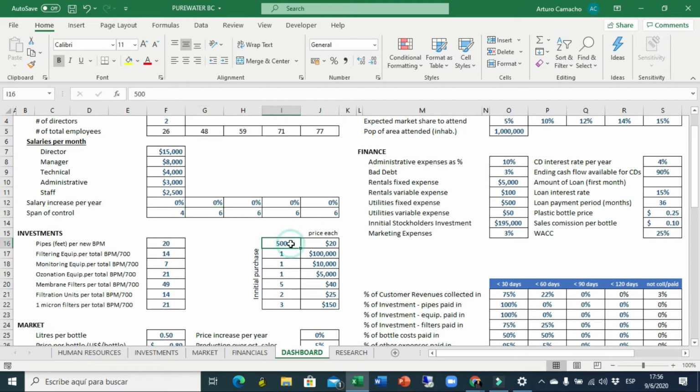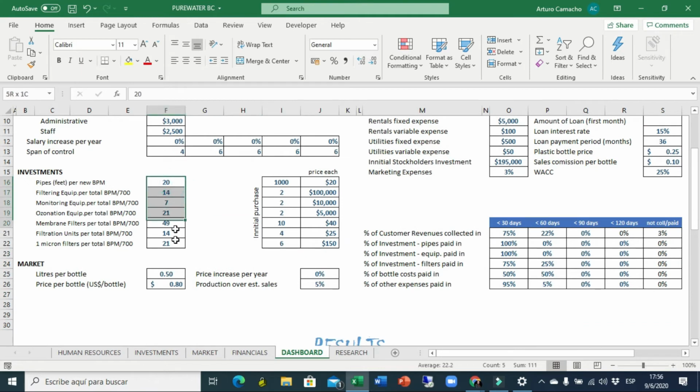The investments: perhaps you do a bigger purchase at the beginning, maybe 2 of these filtering equipments instead of 1. This membrane filters 10, this is 4, and this is 6. Just double it. This is mainly constant because it's taken from the research I made. The liters per bottle, just half a liter, that's cool. Maybe I cannot select this, let's put it at 0.70, and I cannot increase the price, maybe I must reduce it. This is not so important.